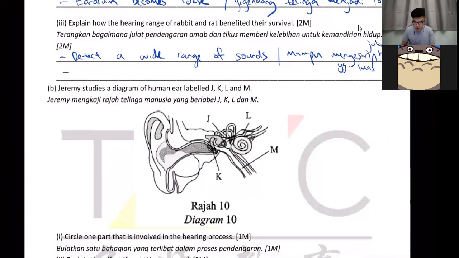Okay, so detect a wide range of sound, able to detect danger easily. Okay, if you don't want to say danger, you can say predator.